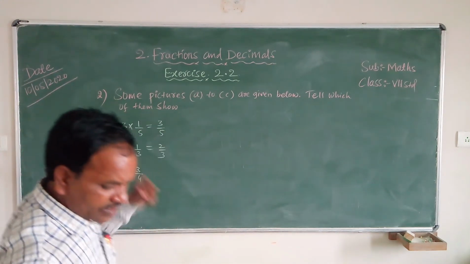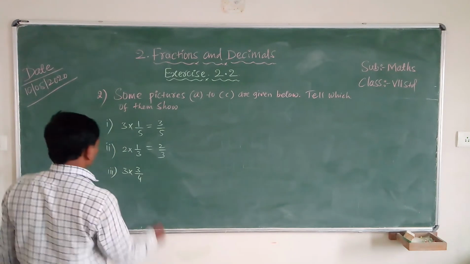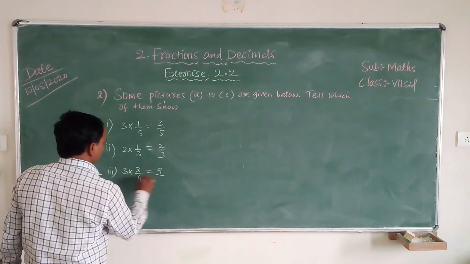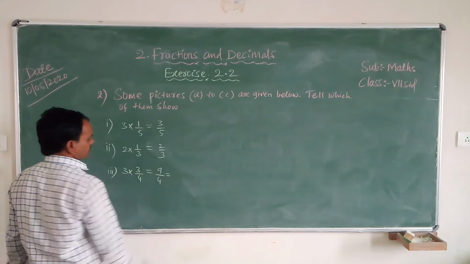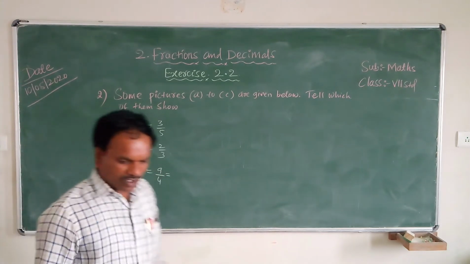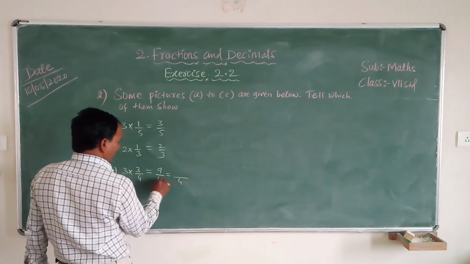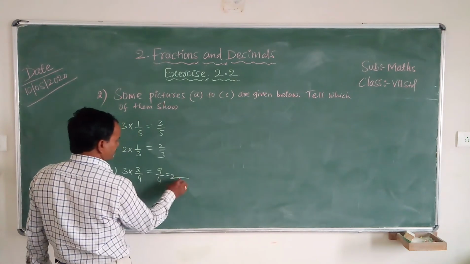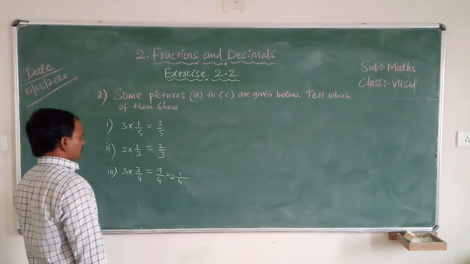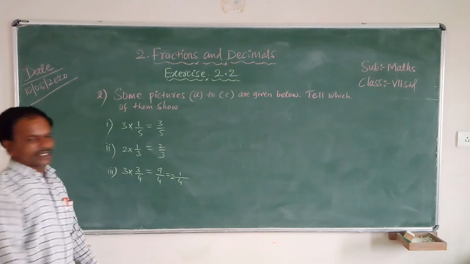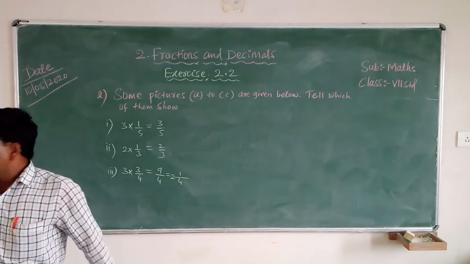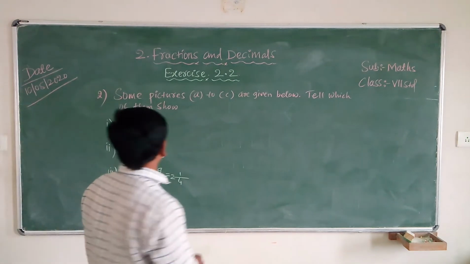So that is 3 3s are 9, 9 divided by 4. I am writing this one. How to write this one? Mixed fraction, 4 as it is. 4 2s are 8, 8 plus 1. So 2 whole 1 by 4 we have to write. So like this, we have to write this one.